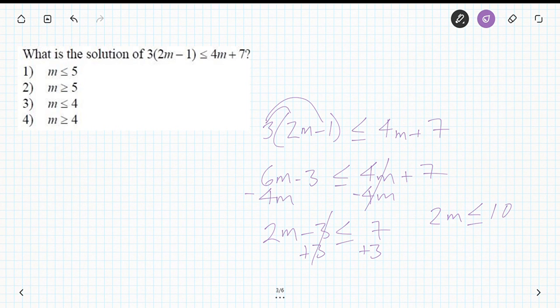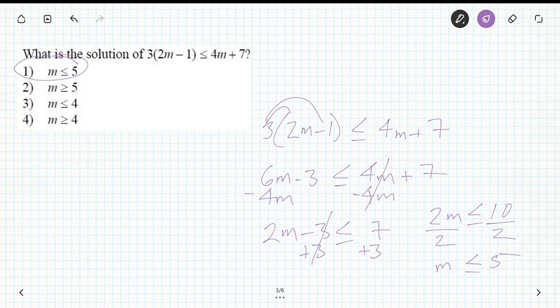Okay, now I don't have any negative coefficients, so I'm good. I don't have to flip the symbol or anything. So I just divide by 2 and then I get m is less than 5. And what's my answer? Oh, so cool. It is 1 again. I love things that repeat 3 times.